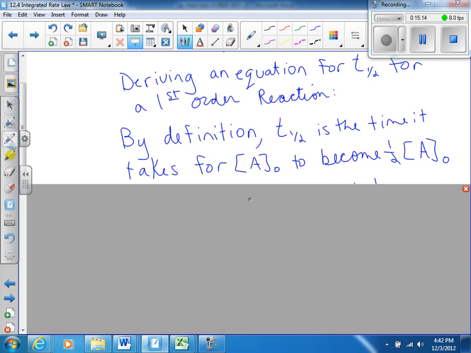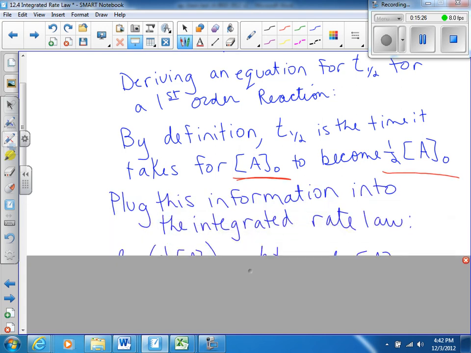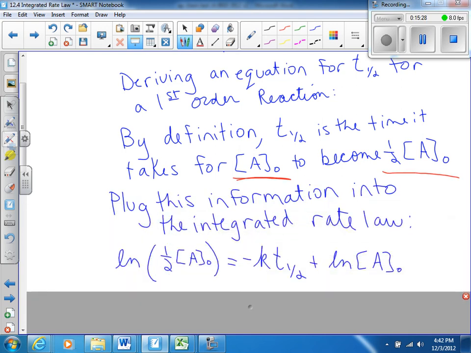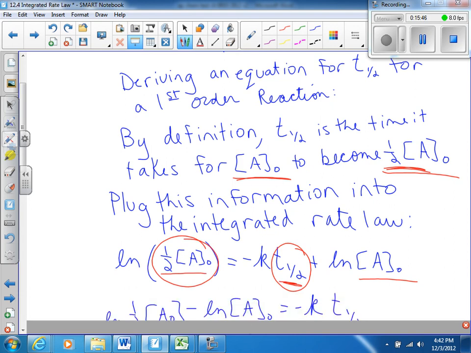All right, here's a derivation. By definition, the half-life is the time it takes for the initial concentration, A0, to become 1/2 of A0, because half of it is gone. We're going to substitute this into the integrated rate law for a first-order reaction. So we have our initial concentration. We're trying to find the time at which the concentration becomes 1/2 of the initial concentration. So the concentration at t1/2 is 1/2 of A0.